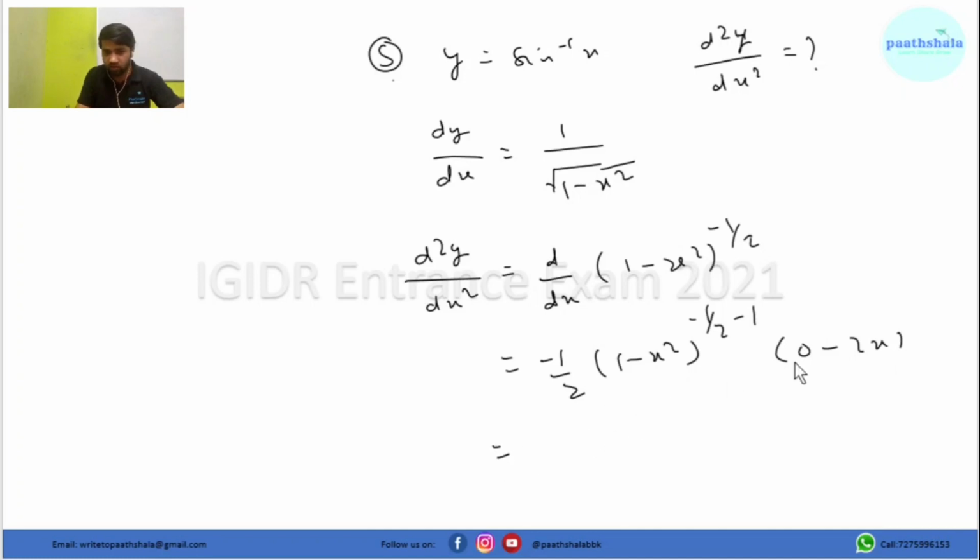So let's solve it. Here 2 and 2 get eliminated, minus minus becomes plus, and this will become x upon 1 minus x square to the whole power. This will be minus half, and minus 1 will become minus 3 by 2, and in the denominator it will become 3 by 2. So this will be your final answer. Okay, let's move to the next question.